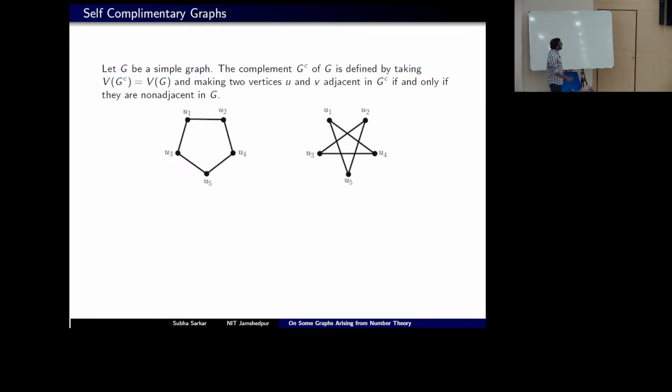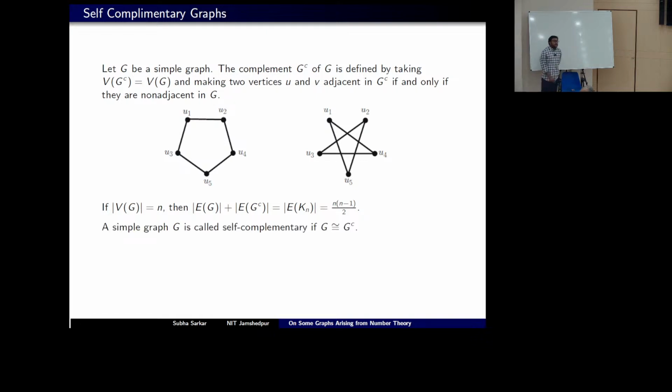This is true in general for any graph: if we have a graph of n vertices, then the number of edges in G plus the number of edges in G complement is nothing but the number of edges in the complete graph, which is n into n minus 1 by 2. Now a graph is said to be self-complementary if G and G complement are isomorphic. Okay, that means there is an isomorphism between G and G complement.